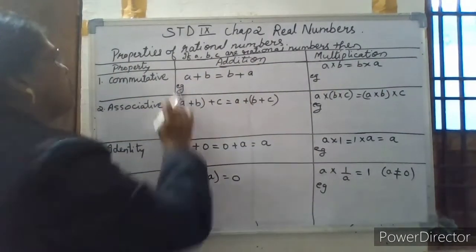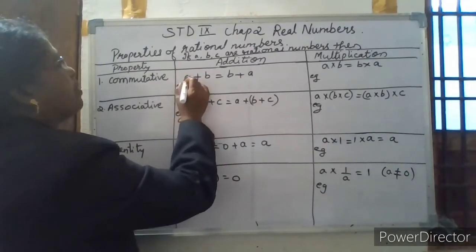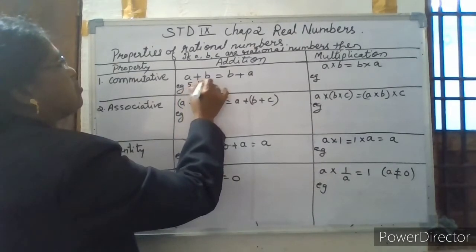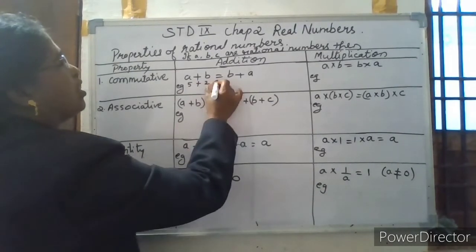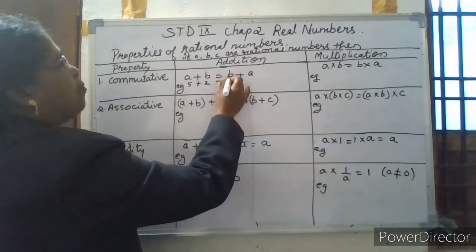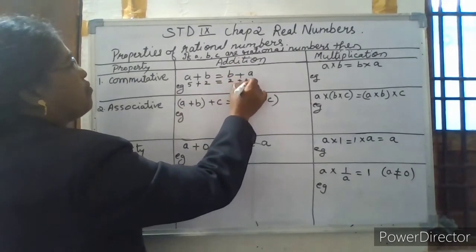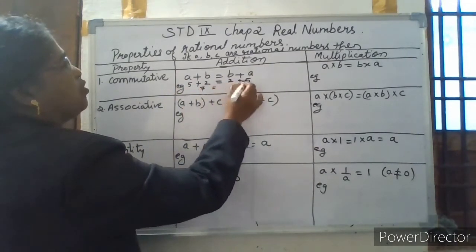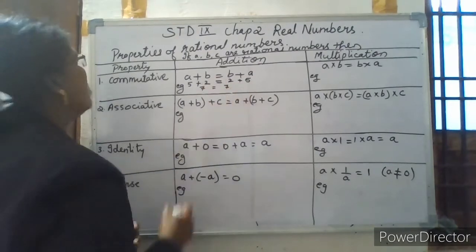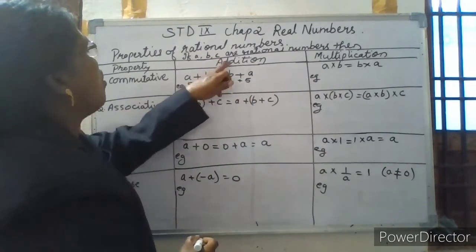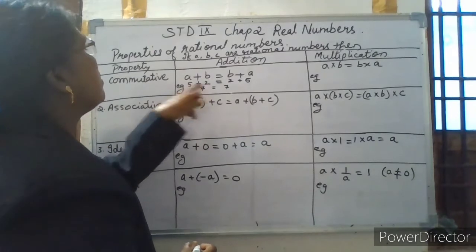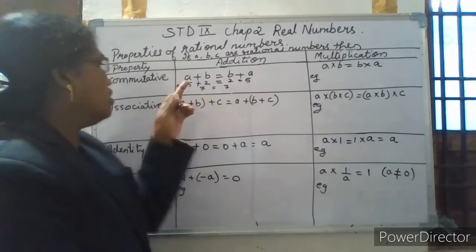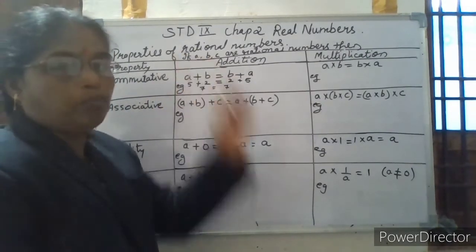Now let us learn with an example. Suppose a, I take it as 5, a equal to 5 plus b equal to 2. This must be equal to b, which is 2, plus a equal to 5. So 5 plus 2 is 7, equal to 2 plus 5, which is also 7. So the commutative property of addition holds good, that is a plus b is equal to b plus a. Example: 5 plus 2 is equal to 2 plus 5.